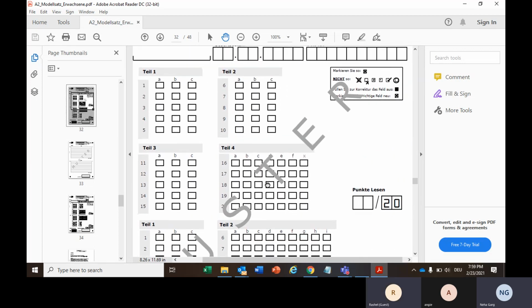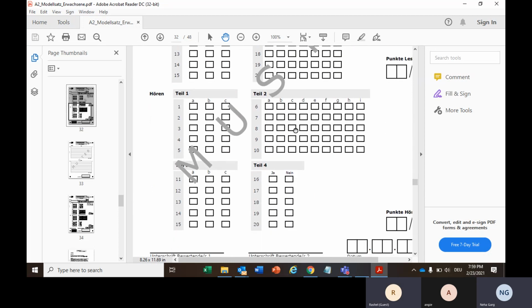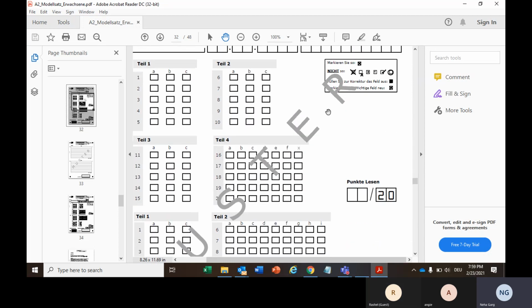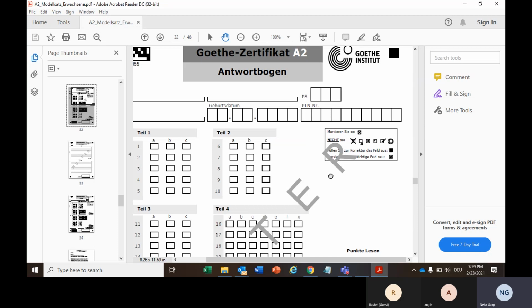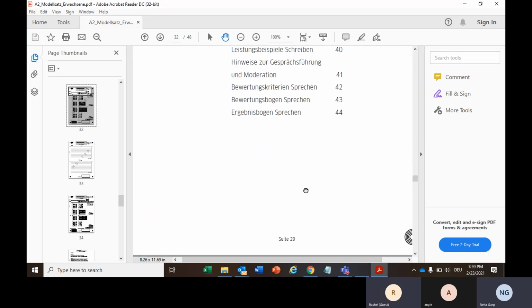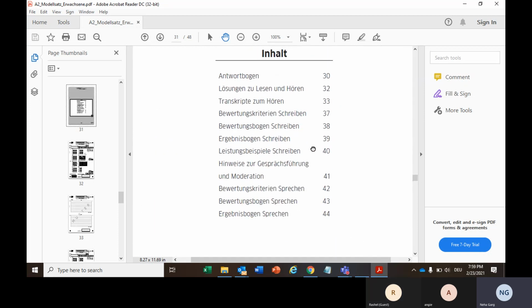Now, we'll use Bleistift. Ein Moment. I think you can use pen, pencil, anything which you want.